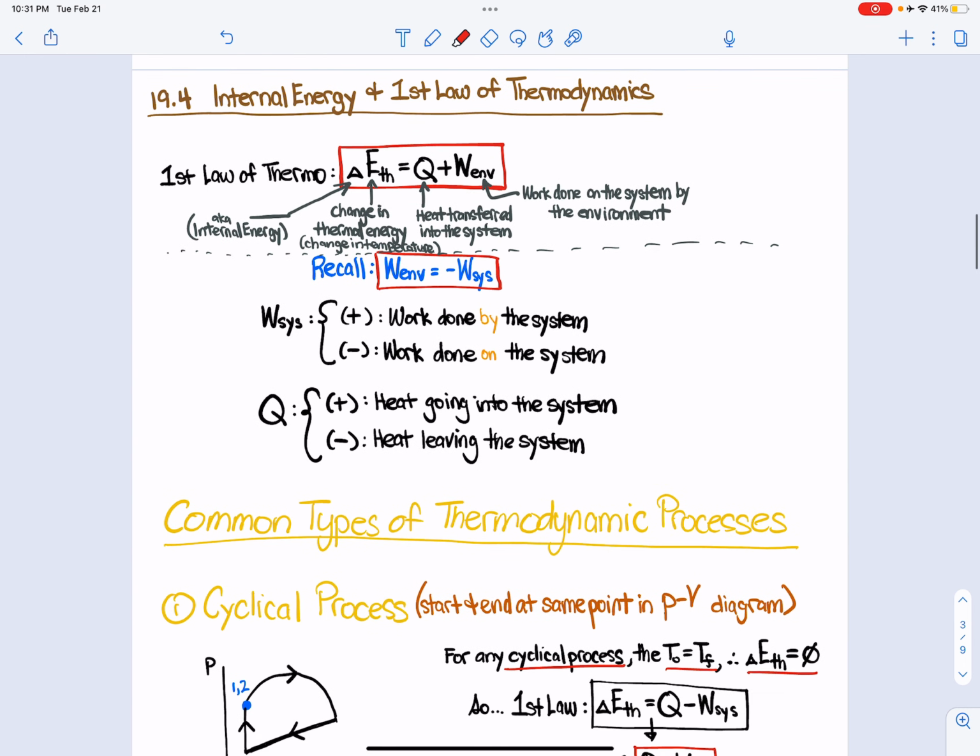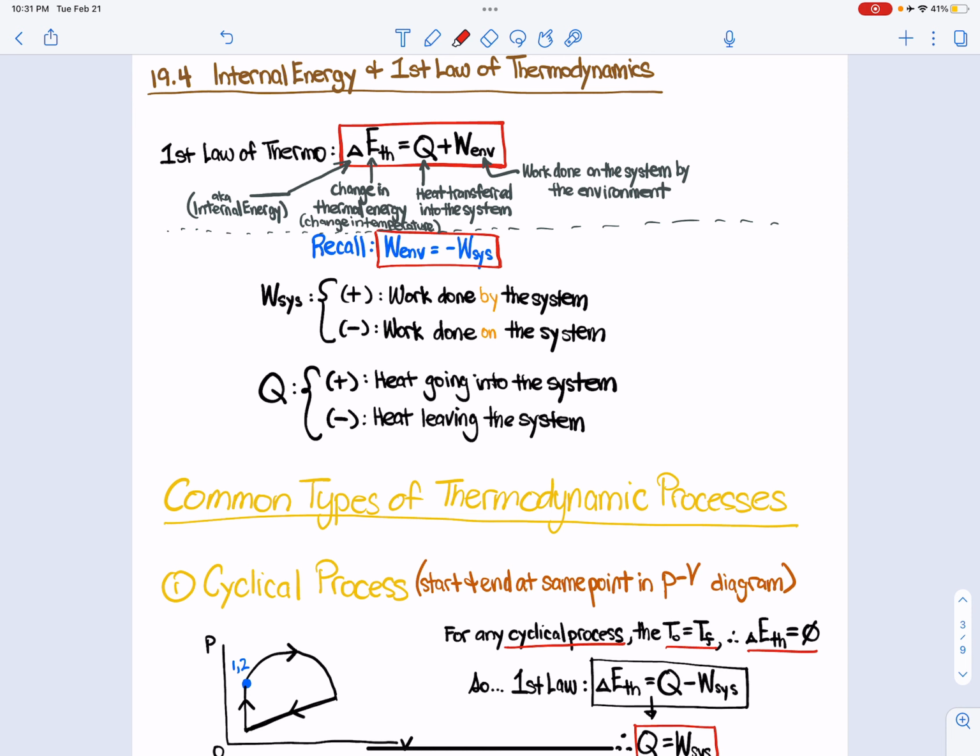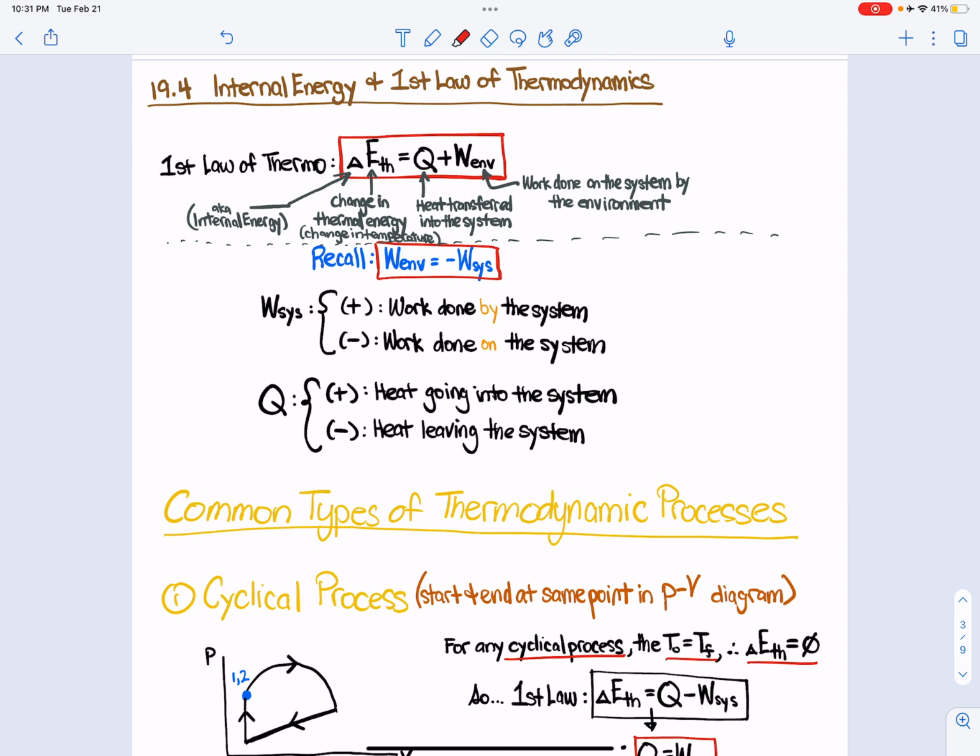Okay, moving on to section 19.4, internal energy and first law of thermodynamics. So the first law of thermodynamics is the change in thermal energy, right here, is equal to heat transferred into the system plus the work done on the system by the environment, all right? And remember what we talked about in 19.2, work done by the environment is equal to the absolute value of work done by the system, but they just have opposite signs. So whatever the work done by the environment, that is equal to the negative work done by the system. All right.